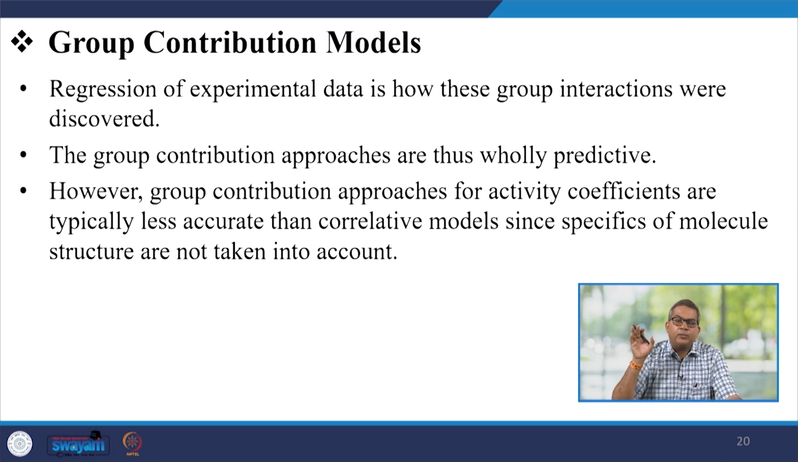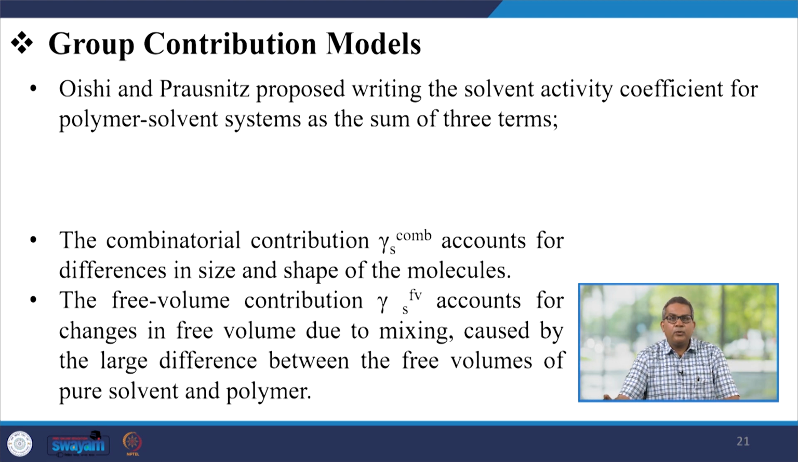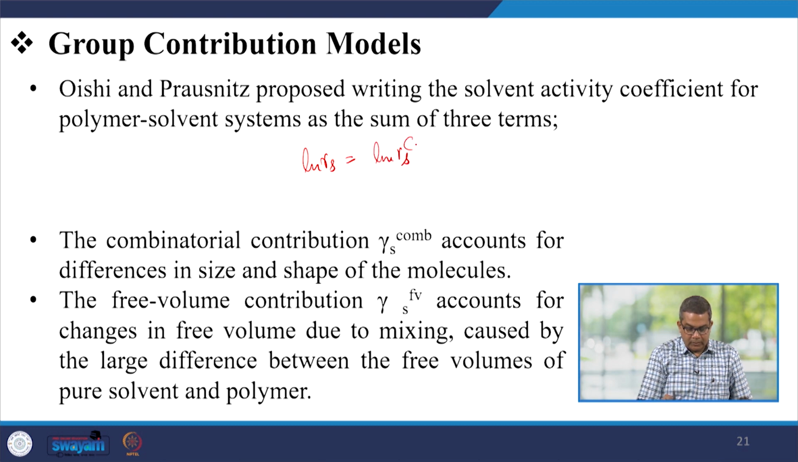The group contribution approaches for activity coefficients are typically less accurate than the correlative models, since the specifics of the molecular structure are not taken into account. So, Oishi proposed the writing of the solvent activity coefficient for the polymer solvent system as the sum of the terms: ln gamma S combinatorial, plus ln gamma S free volume, plus ln gamma S residual.